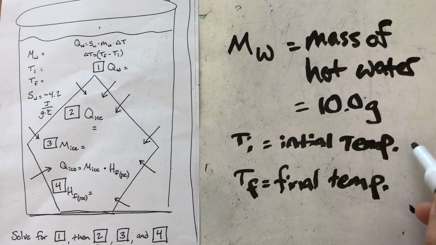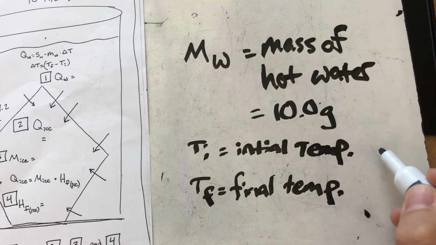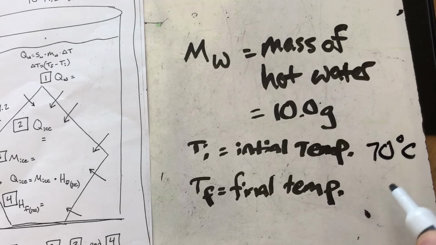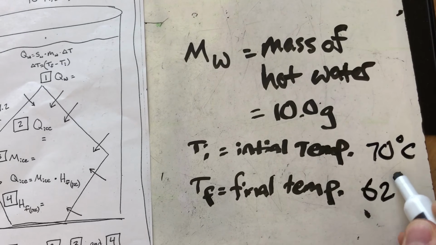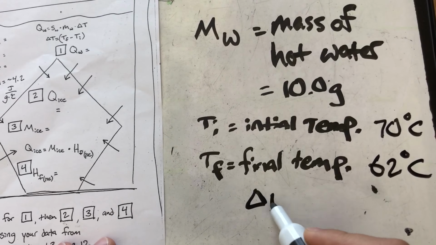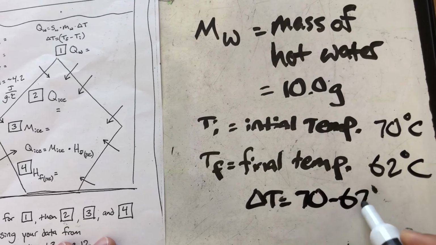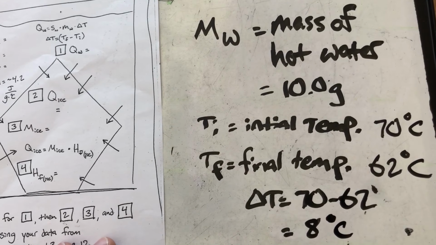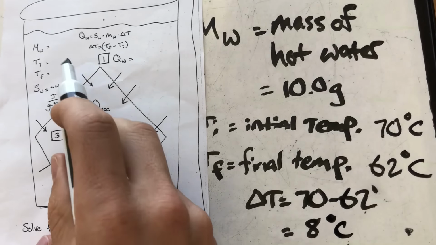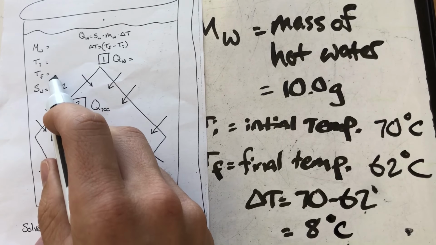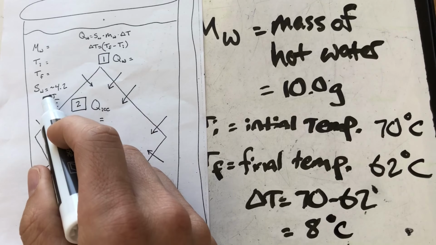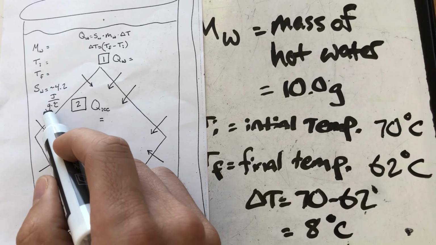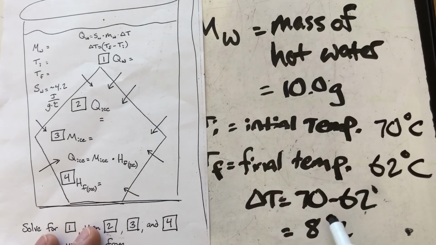So let's say our initial temperature is, in this case, like 70 degrees Celsius. And let's say our final temperature is 62 degrees Celsius. Then in that case, our delta T would be 70 minus 62, which is 8. Okay, so now we have our MW, so that's effectively what goes there. We have our TI, our TF, so we can calculate the delta T. And we already know the specific heat value for water, 4.2 joules per gram per degree Celsius. We know the gram, we know the degree Celsius.